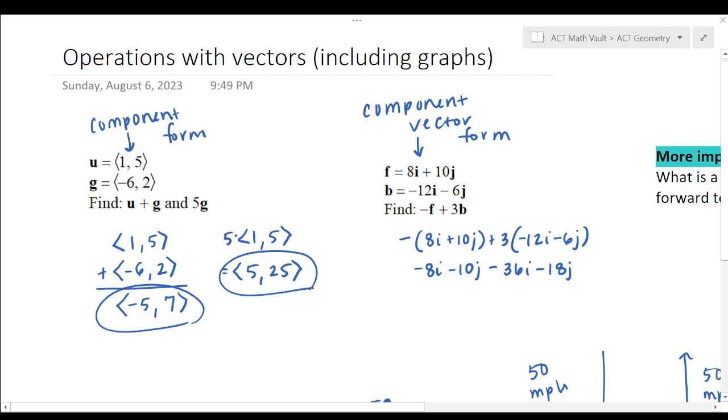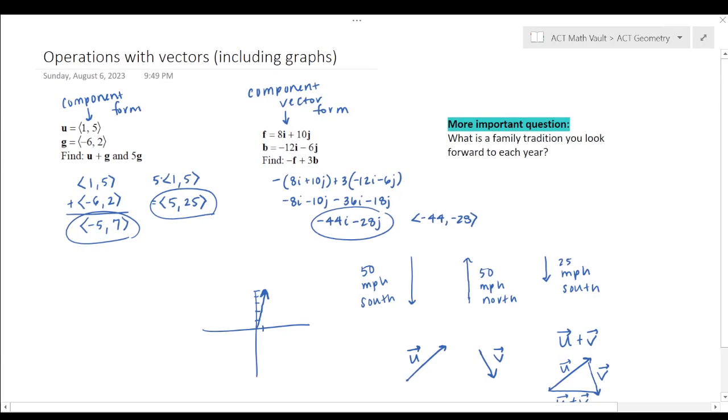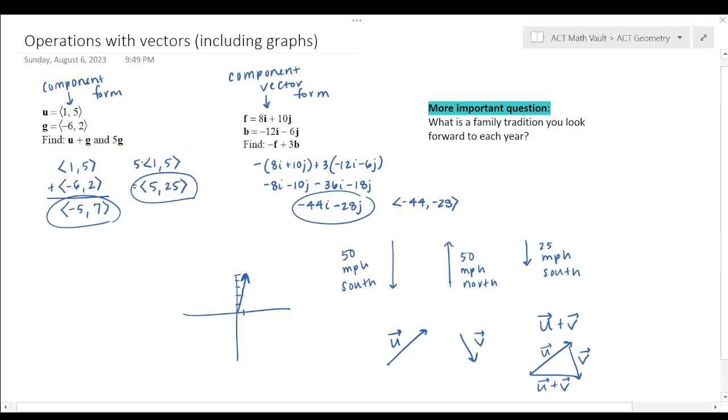And then I just combine like terms. So I would do my i's together and my j's together. So I'd have negative 44i and then minus 28j as my final answer. Note too that is the same thing as in component form, just negative 44 comma negative 28. If you had to graph something or convert from one to the other, pick a graph that matches a certain situation, I wanted to show some of the geometric component as well as the algebraic.